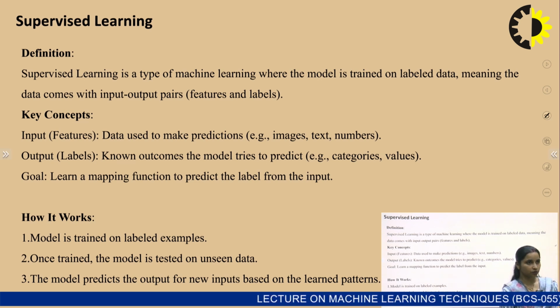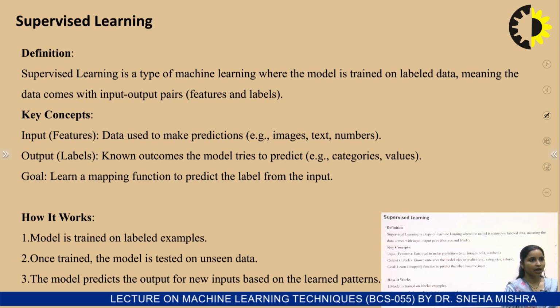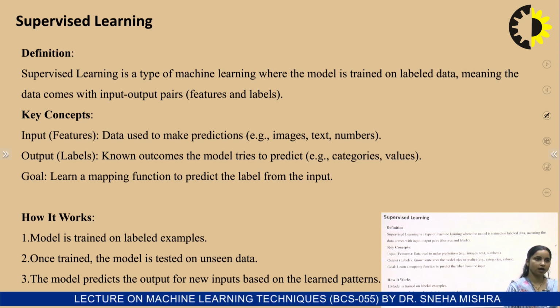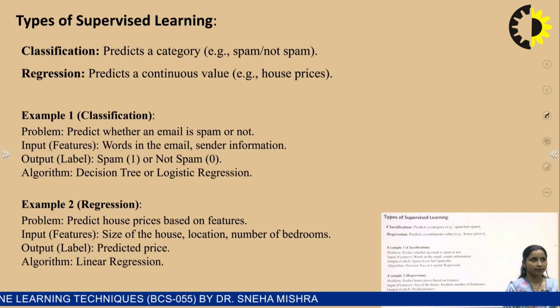And how does it work? First of all, the model is trained on the labeled examples. Once the model is trained, it is tested on unseen data, and then the model predicts the output of new inputs based on the learned patterns. So as of now, you must have learned what supervised learning is. Now comes the types of supervised learning.